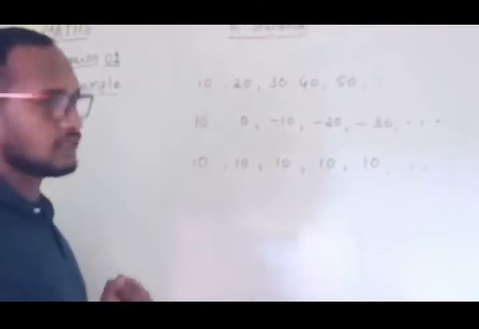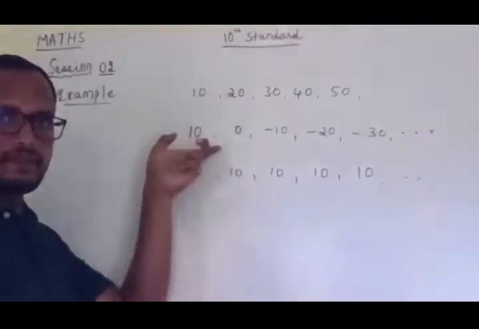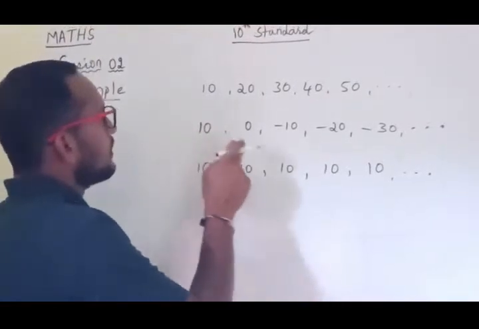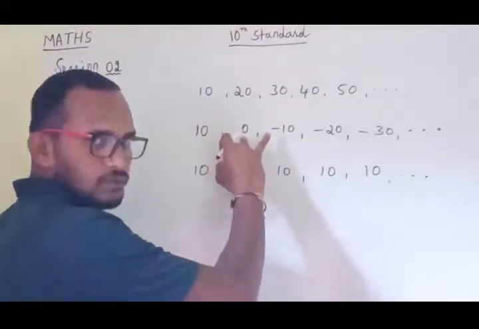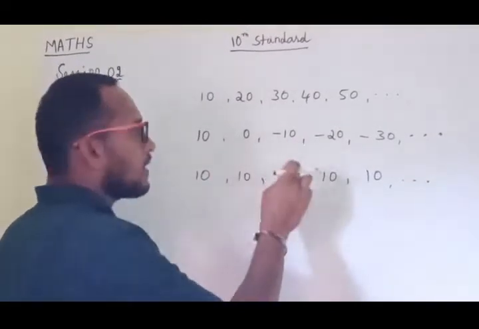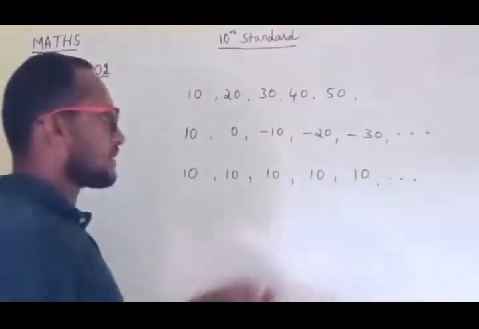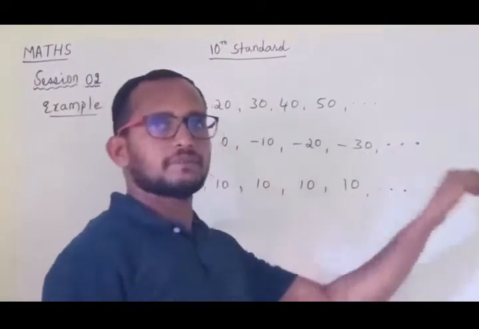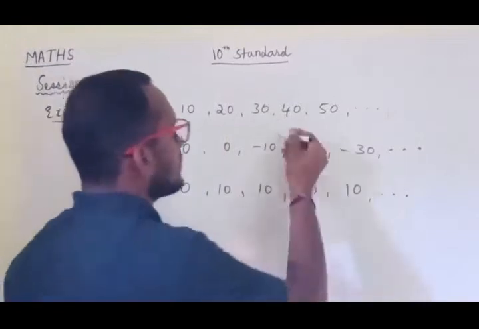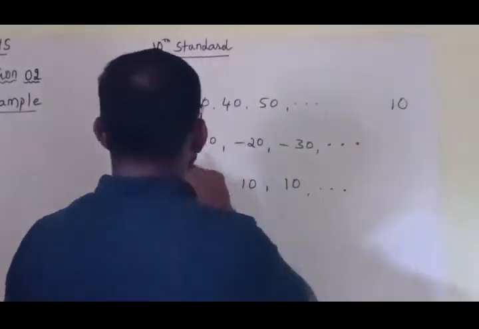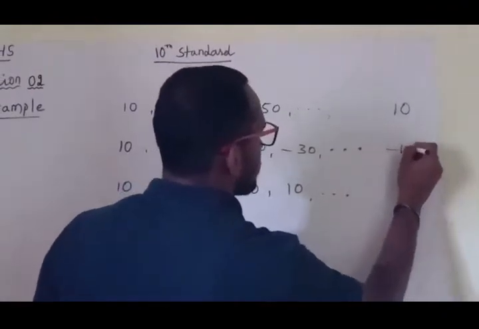Here you are adding 10. There you are adding minus 10. Suppose you have 10 and add minus 10, you will get 0. For 0, if you add minus 10, you will get minus 10. For minus 10, if you add minus 10, you will get minus 20. For minus 20, if you add minus 10, you will get minus 30. So in one sequence the fixed number you are adding is 10, and in the other, the fixed number you are adding is minus 10.